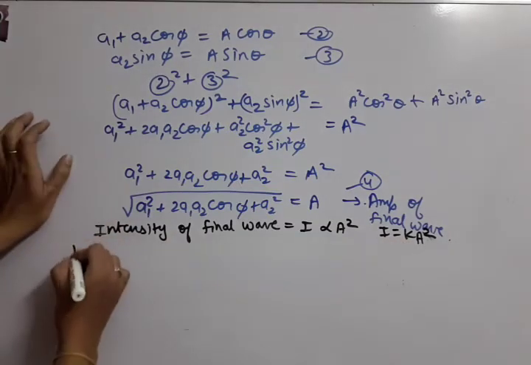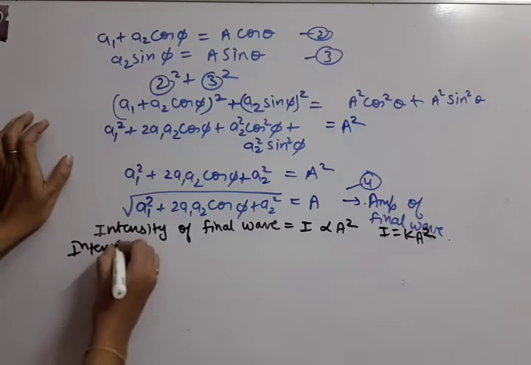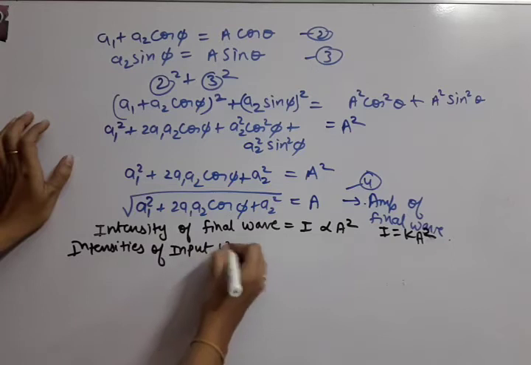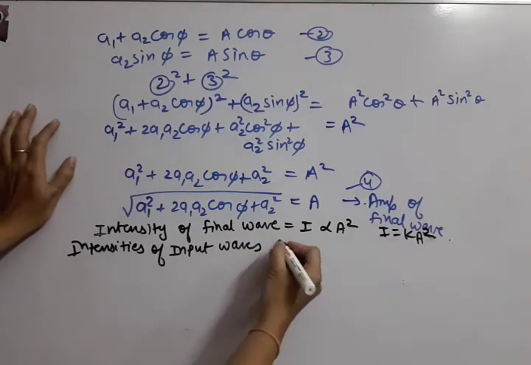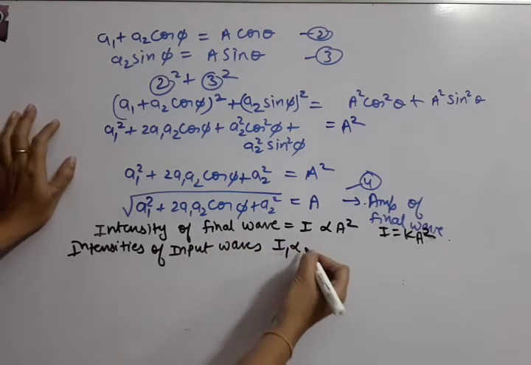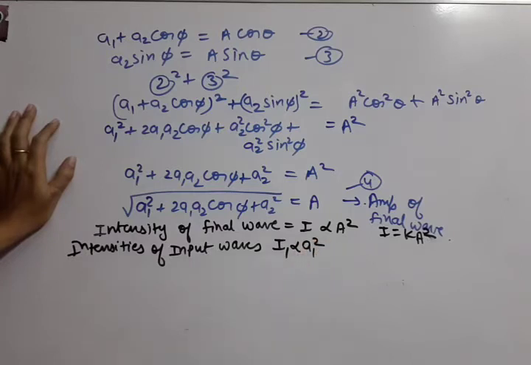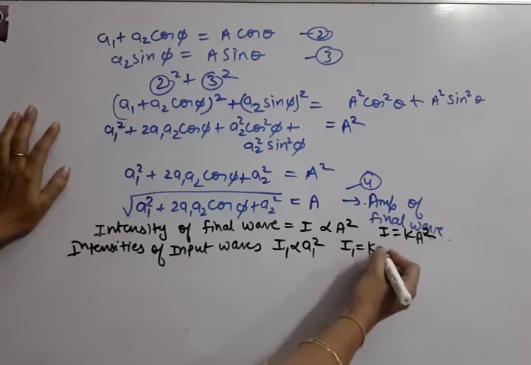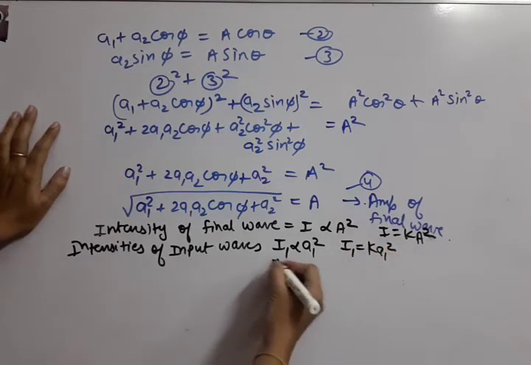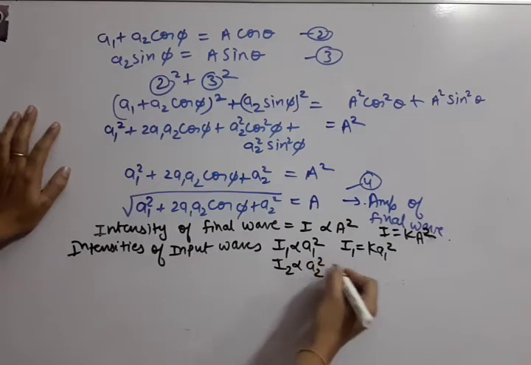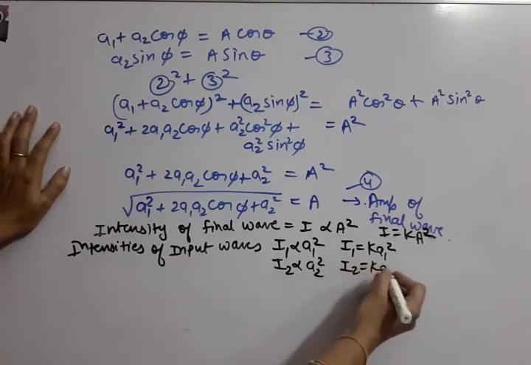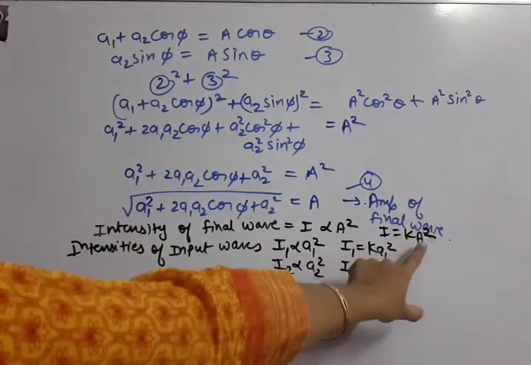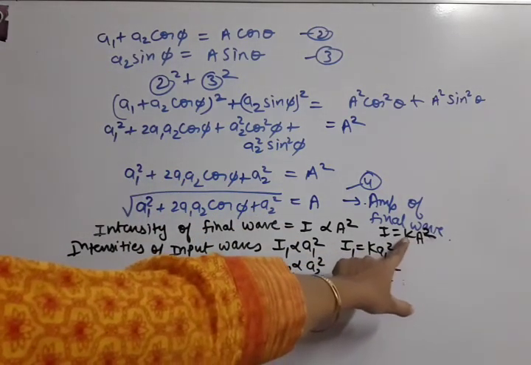In the same manner, if I write the intensity formulas for the input waves, as you know, the intensity of the first wave is proportional to the amplitude of the first wave squared. So I1 equals Ka1 square, and I2 will be Ka2 square. So remember, how to find intensity? Square the amplitude and multiply by K.